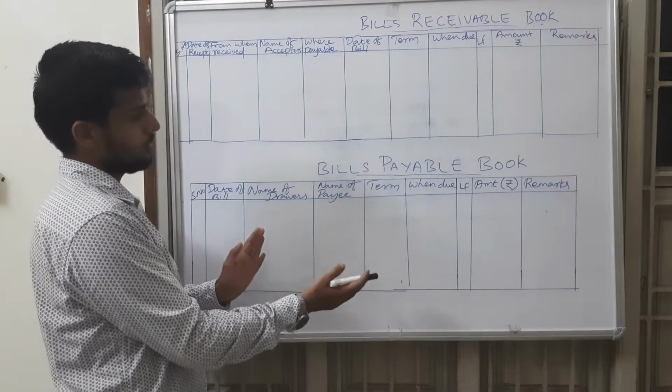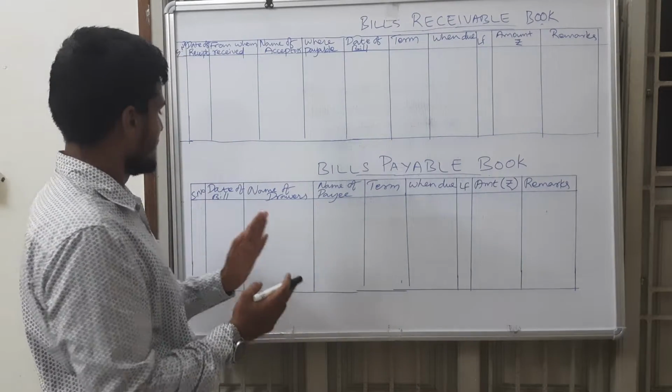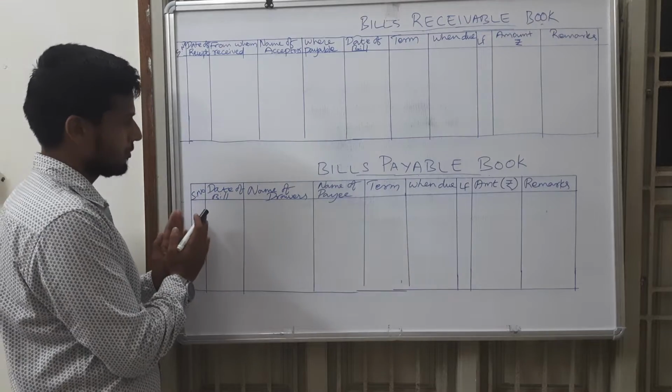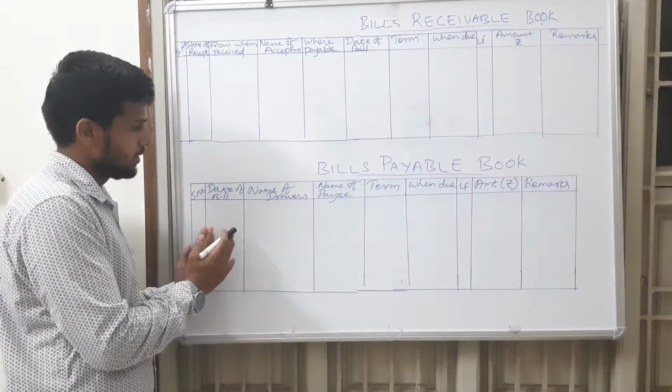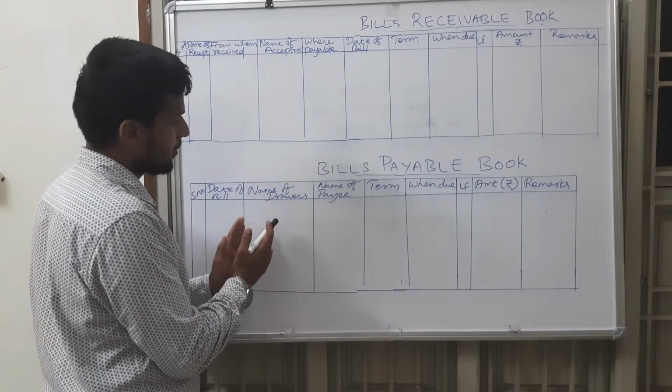And this is the format for the bills payable book. The first column for the bills payable is serial number, then the second column is date of bill, then the third column is name of the drawer.